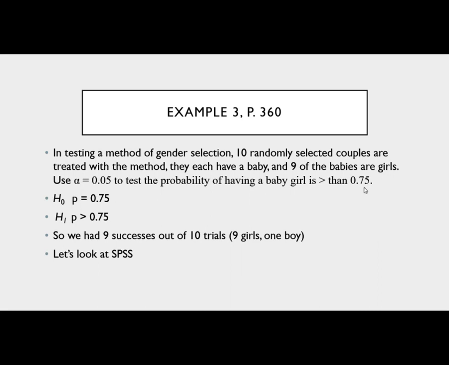I'm showing you this as a separate slide because the way you do proportions is different than what I just showed you with the one sample test. Proportions are different, and I'll show you in SPSS. Our null is that the probability of having a girl is 0.75, and the alternate is that the probability of having a girl is actually greater than 0.75. We had 9 successes out of 10 trials, so we already know it was 90% successful.